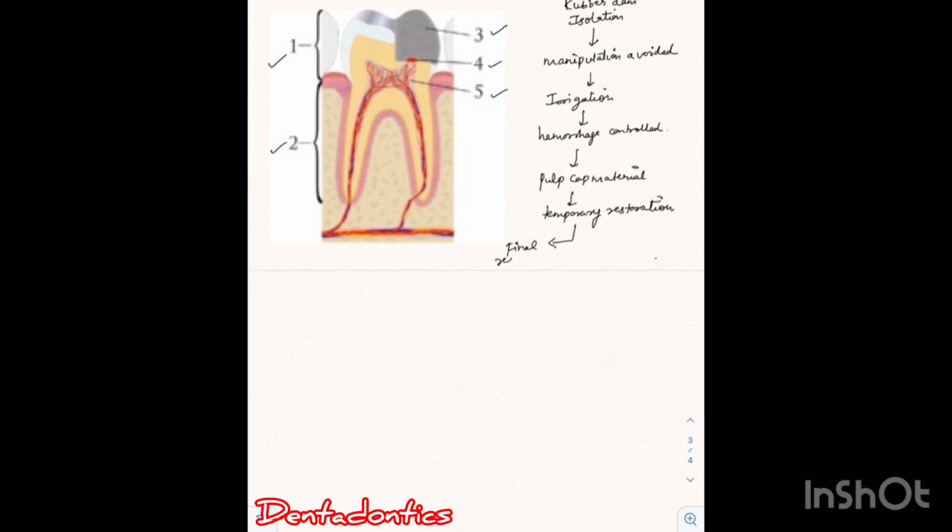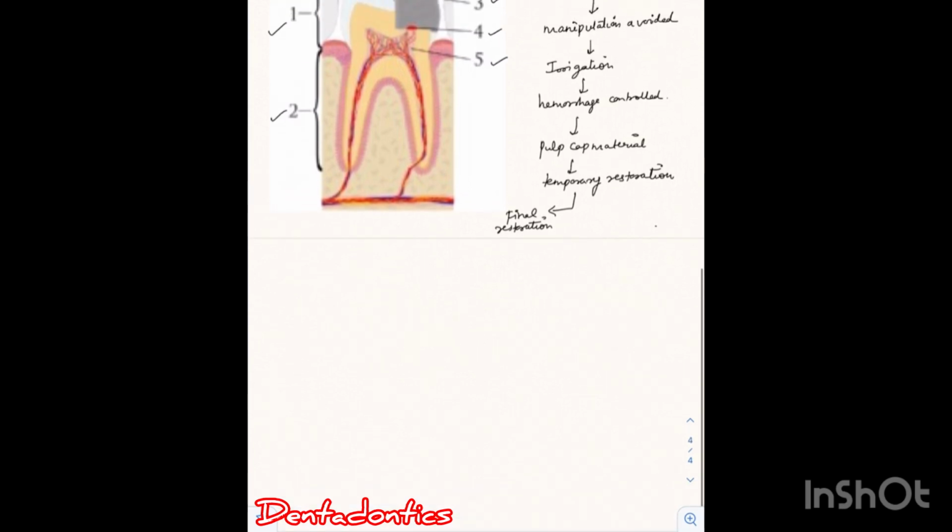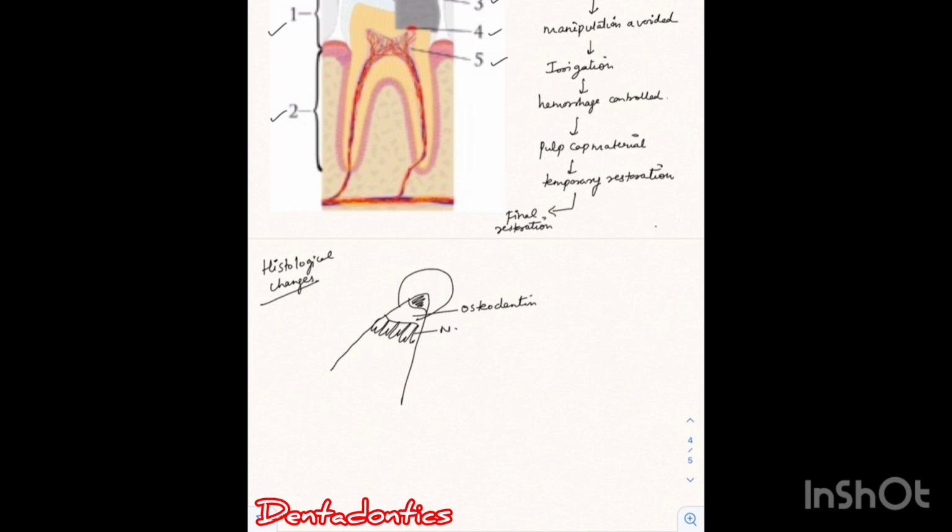And then place the pulp cap material with minimal pressure to avoid the restorative material or the pulp cap material going inside the pulp. Then the tooth should be sealed with a temporary restoration. And in the second appointment, if there is no history of pain or spontaneous pain, then the final restoration should be done.